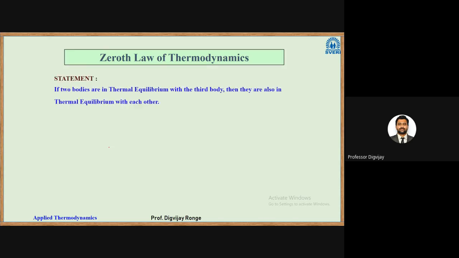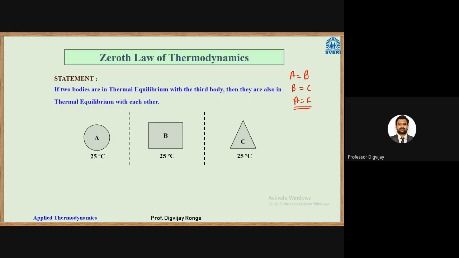What is the zeroth law? Statement: if two bodies are in thermal equilibrium with a third body, then they are also in thermal equilibrium with each other. So it is like that mathematical equation which you might have studied. If A is equal to B and B is equal to C, then obviously A is equal to C. Okay. Now you may say, sir, this is very common sense, but yes, there is some significance of this law. So A, B, and C.